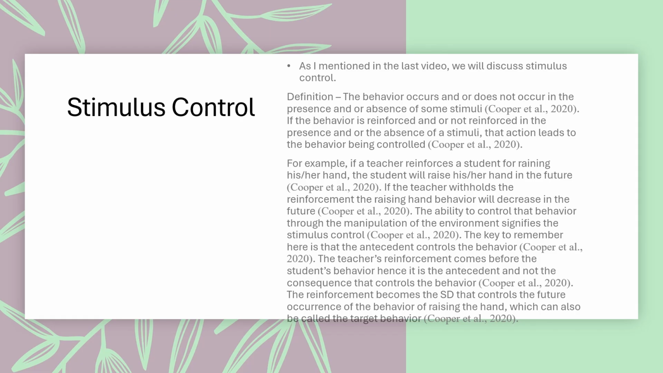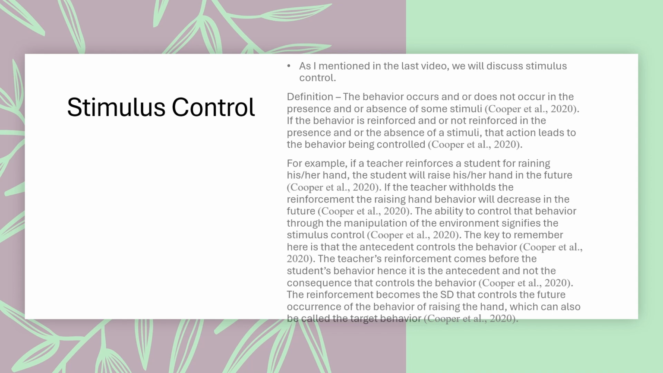Stimulus control. As I mentioned in the last video, we will discuss stimulus control. Definition: the behavior occurs and does not occur in the presence and or absence of stimuli. Let's read that again. The behavior occurs and or does not occur in the presence and or absence of some stimuli. If the behavior is reinforced and or not reinforced in the presence and or the absence of a stimulus, that action leads to the behavior being controlled.